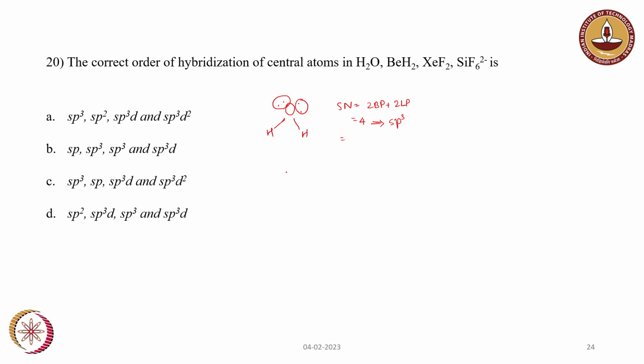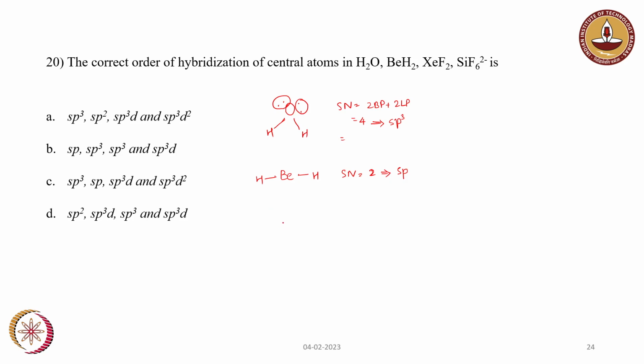And the next one is BeH2. Beryllium has only 2 valence electrons, so it will form 2 bonds with 2 hydrogens. So it will be a linear molecule, and the steric number is 2 since only 2 bond pairs are present. To accommodate 2 bond pairs, only 2 hybrid orbitals are required. So the hybridization will be sp.